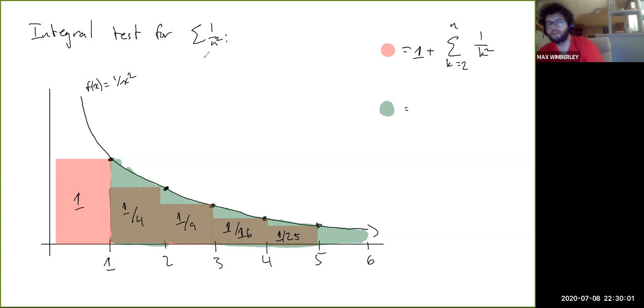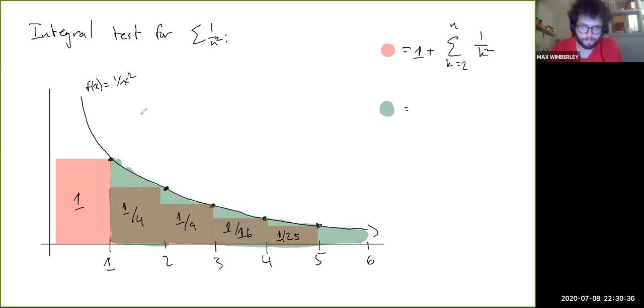So as with the comparison test, remember the philosophy is that for divergent series, we want to bound them below by something that we know diverges, right? But for convergent series, we want to bound them above by something that we know converges, right? So here, what I've done is I've shifted all the rectangles over. Now we're only using rectangles that meet the curve at their right endpoint. So this first one is shifted all the way over towards 0, and then the second term is starting from x equals 1 and going to x equals 2, and so on.